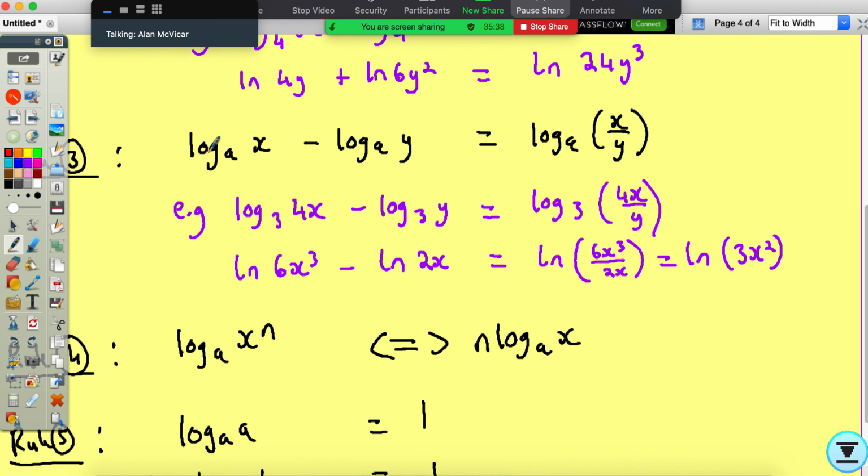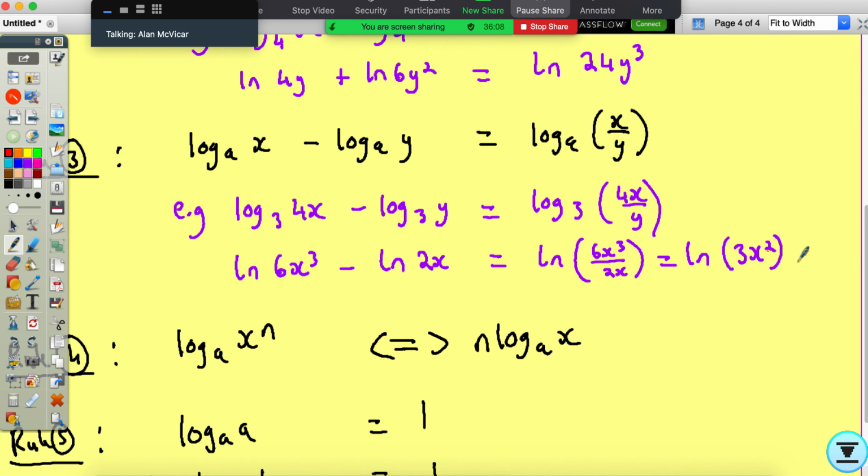If I'm subtracting two logs with the same base, it becomes a divide. We are going to be using ln. So I've got ln, and I'm subtracting them. So to put them into one log term, it becomes a divide. So 6x cubed divided by 2x gives me ln 3x squared.